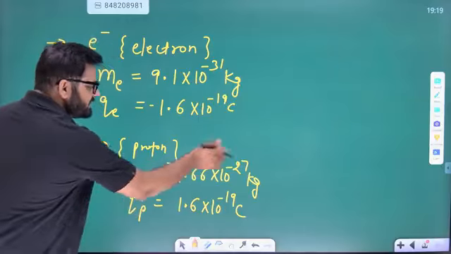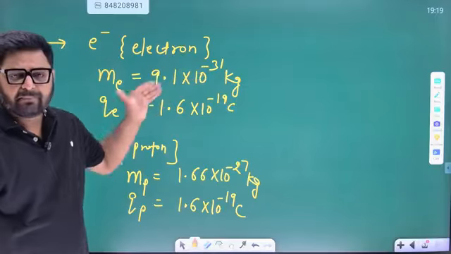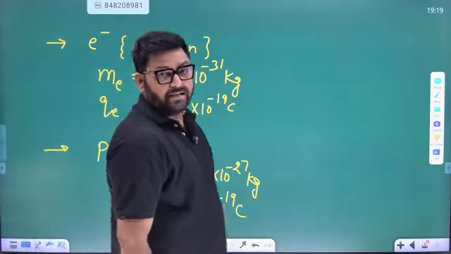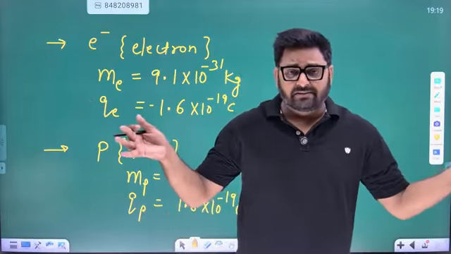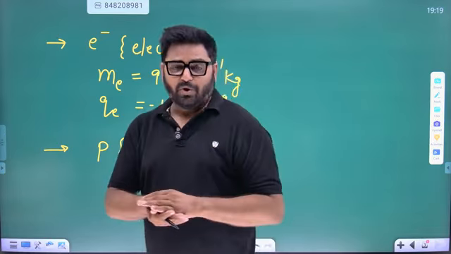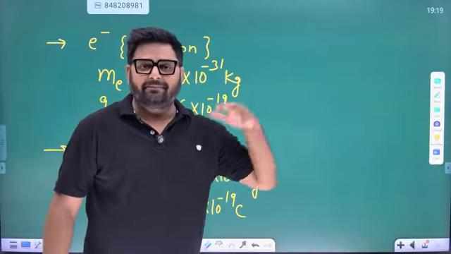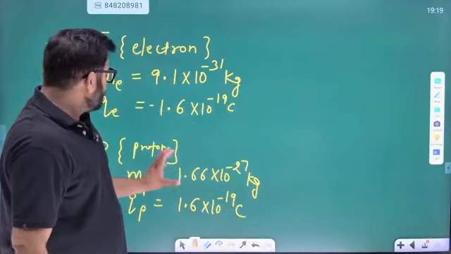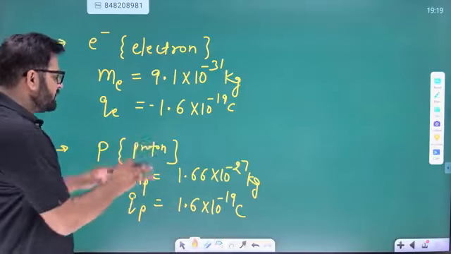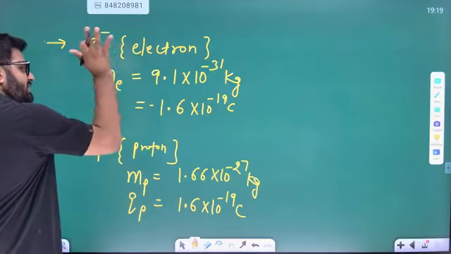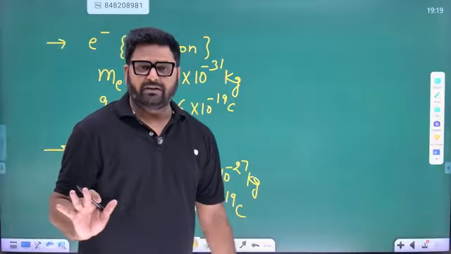Mass of proton is 1.66 into 10 to the power minus 27 kg. Mass of electron is 9.1 into 10 to the power minus 31 kg. 10 to the power minus 31, 10 to the power minus 27, huge difference, 10 to the power 4. So the proton is not just heavier than the electron, it is far heavier. The proton is a massive particle compared to the electron, so they are not antiparticles. Electron is negatively charged, proton is positively charged. That is the only difference.